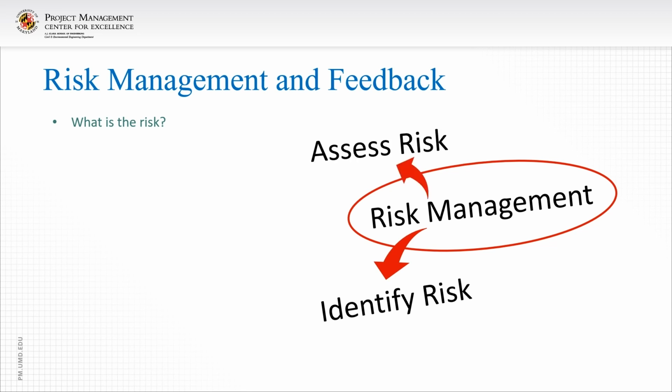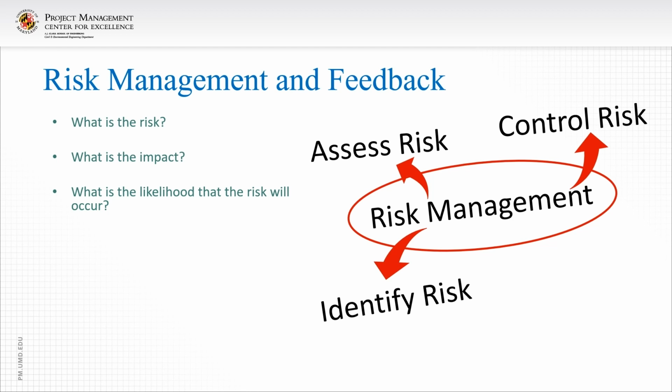The second part is assessing the risk. And again, this is where the communication network and the feedback in the communication network, and paying attention to those signals, really helps, because it gives you an idea of what could be the probable impact of that risk, and just how likely is that risk going to occur?